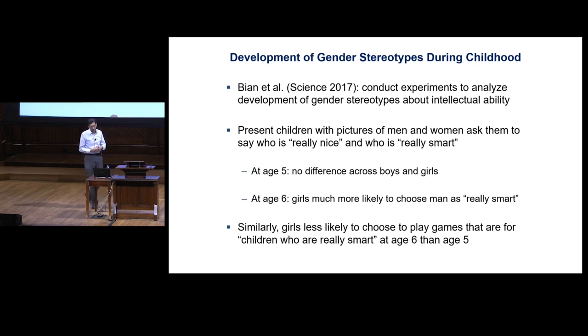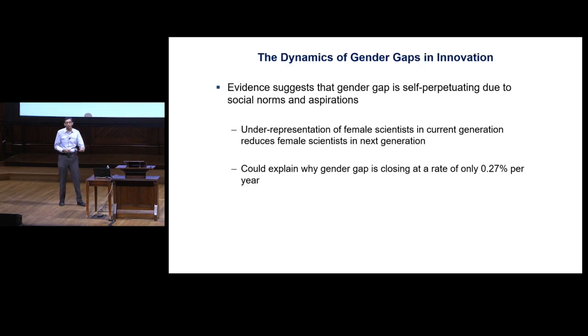Okay. Similarly, just as another piece of evidence from that study, girls are less likely to choose to play games that are for children who are really smart at age six than at age five. So it's not just about identifying different people; the actual actions kids take seem to vary by age in accordance with these sorts of gender stereotypes.